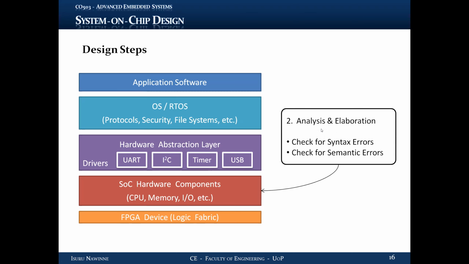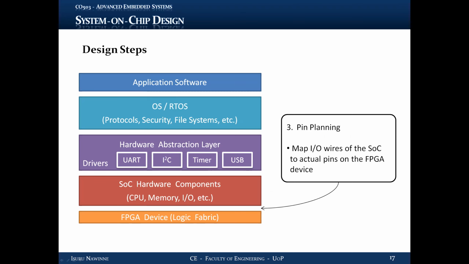Analysis and elaboration. Then once that is done, you do something called pin planning. That is mapping the input-output connections of your system on chip to actual physical pins of the FPGA. The FPGA has a number of pins, and those allow communication from whatever is inside the FPGA to the outside world. So pin planning is where you do this mapping: the inputs and outputs of your SoC, how do you map them to the physical pins of the FPGA device? That's number 3.